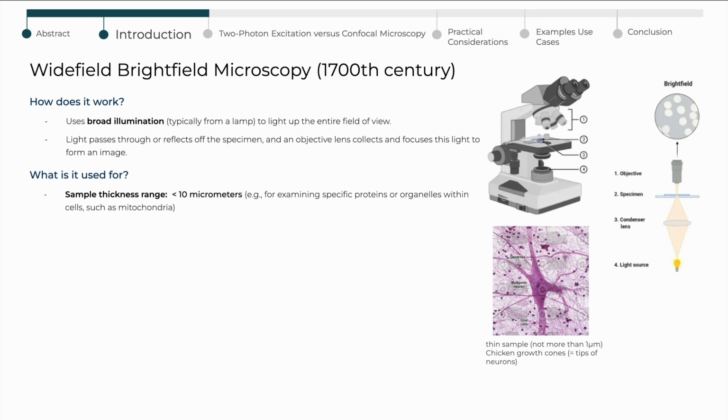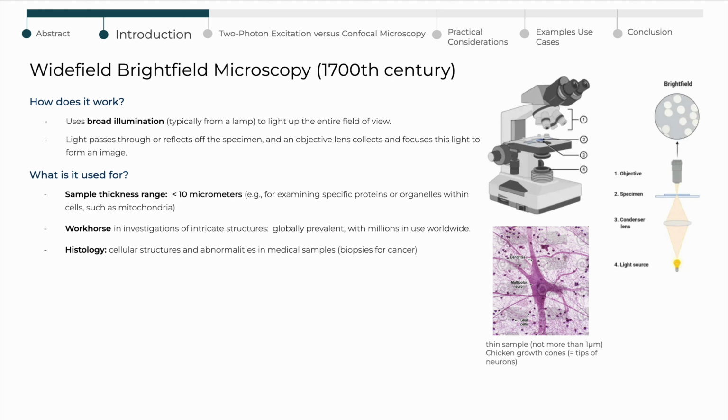And now what is it used for? It has various purposes. First, it's widely used for examining a variety of biological samples, particularly those with thickness less than 10 micrometers. So this makes it suitable for studying specific proteins and organelles within cells, such as mitochondria. It is also a workhorse in the investigation of intricate structures across various fields of science. And in the field of histology, it plays a critical role. It is extensively used to examine cellular structure and detect abnormalities in medical samples such as biopsies for cancer diagnosis.